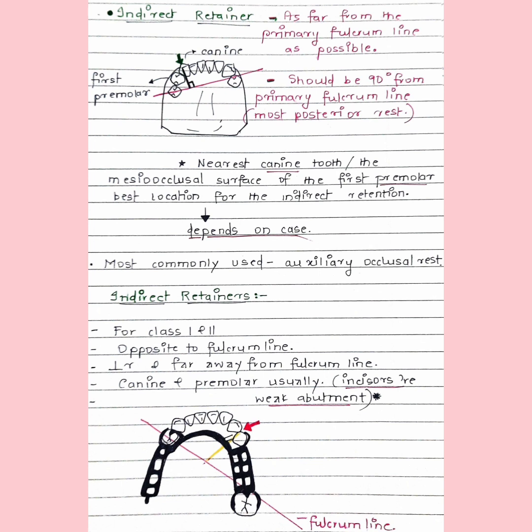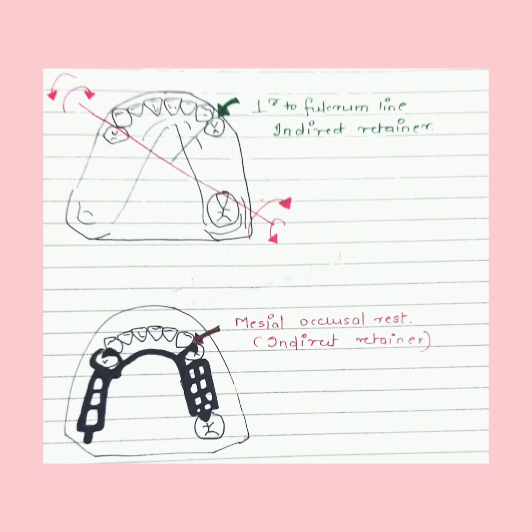Incisors are not used as abutment teeth. Hence, usually, the nearest canine or the mesioclusal surface of the first premolar is considered the best location for an indirect retainer, but this varies with every case. While designing RPD cases, first draw this imaginary fulcrum line across the most posterior abutment teeth, and perpendicular to this fulcrum line we will place our indirect retainer.